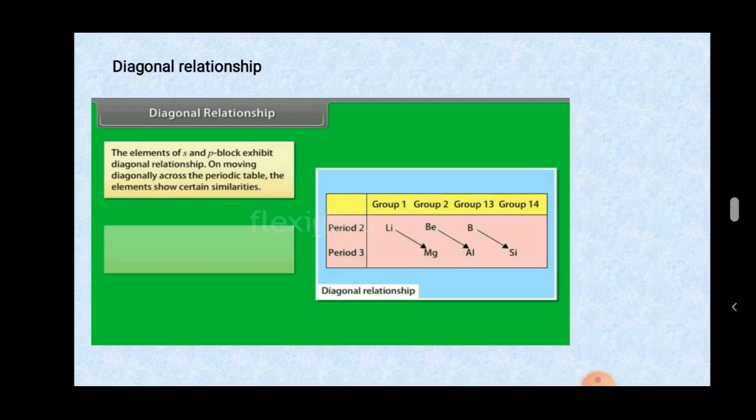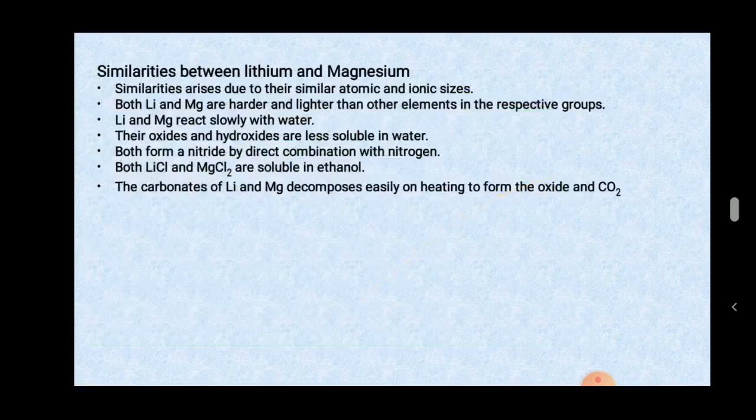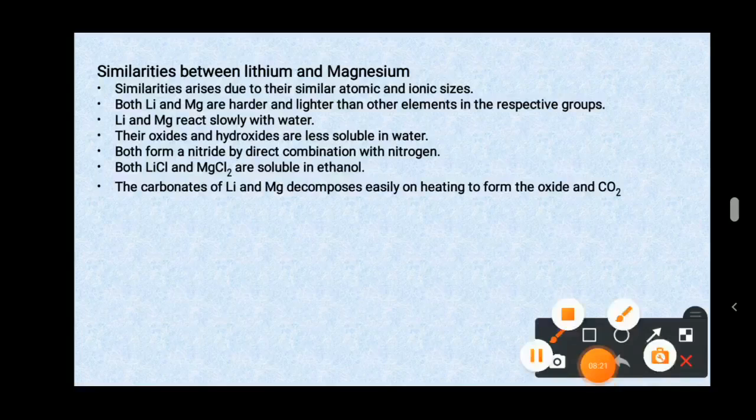Now, I already told you that a few properties are similar. So what are the similarities between lithium and magnesium? This is also a very important question. The question will be asked for 3 marks or 4 marks, so keep any 5 points in your mind. It is a very important concept, a compulsory question for the final examination.